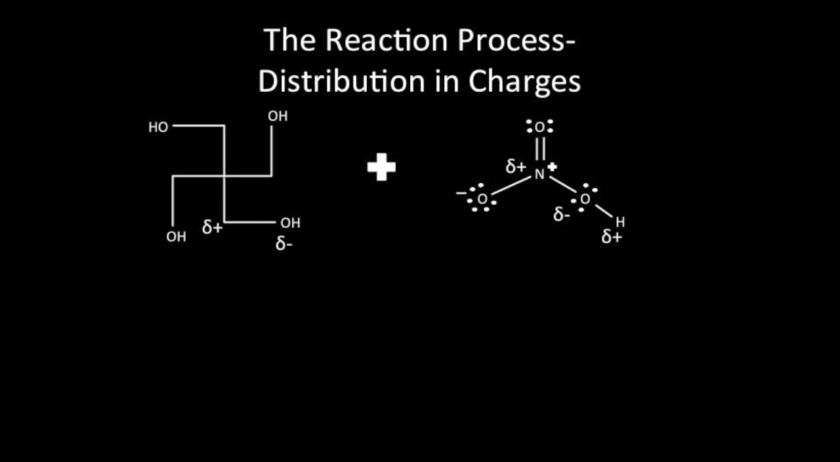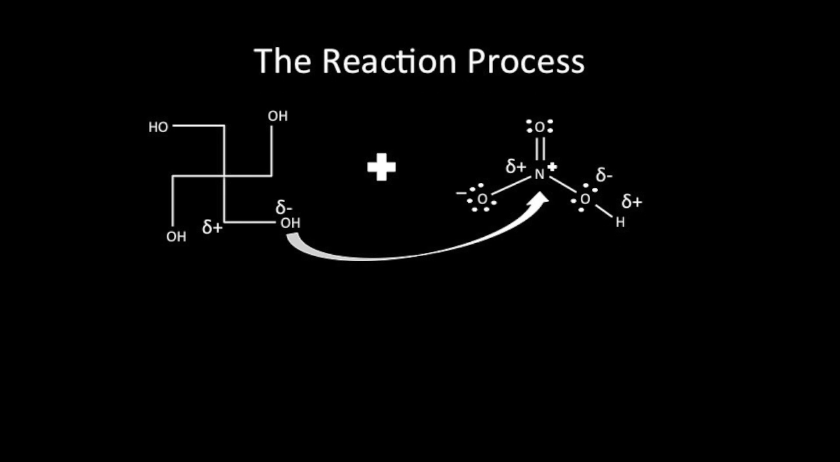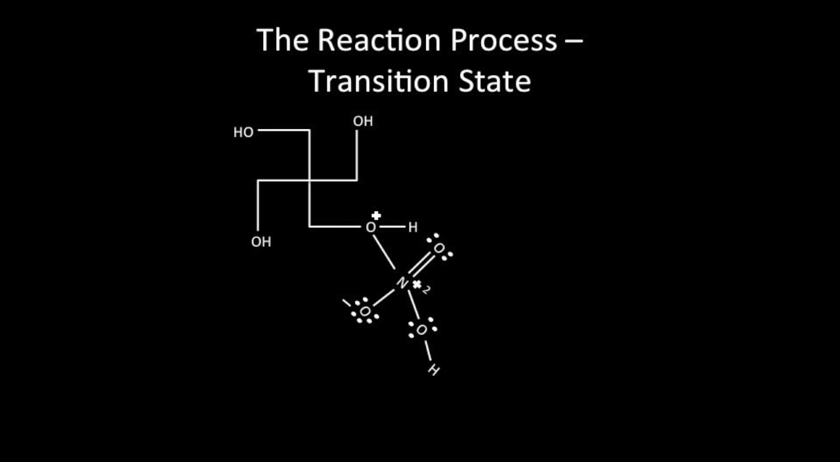According to Coulomb's law, opposite charges are going to attract. The electronegative oxygen in pentaerythritol is going to be attracted to the positively charged nitrogen in nitric acid. This attraction is going to form a bond between pentaerythritol and nitric acid. The compound that is formed can be called the transition state. This is when no bonds have been formed and no bonds have been broken. Both of the reactants are connected, but this is very unstable.